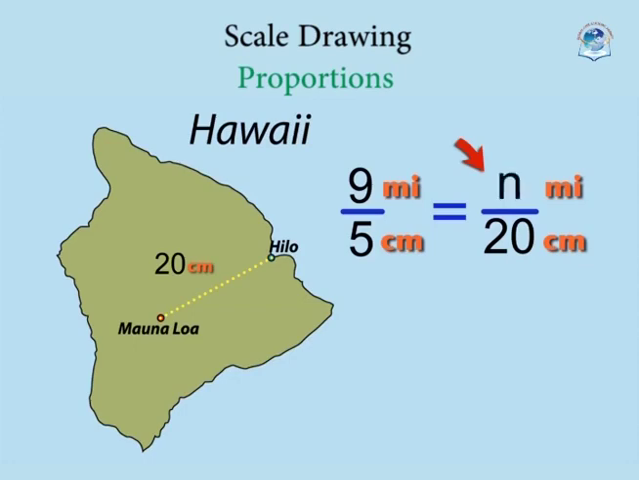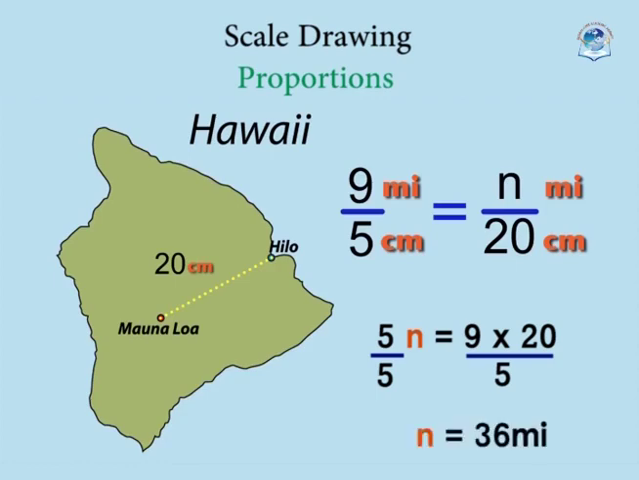We put an n. So to solve for n, we do our cross multiplication. n times 5 is 5n. That is equal to 9 times 20. To get n, we divide by 5, and we get 36 miles. It's that simple.